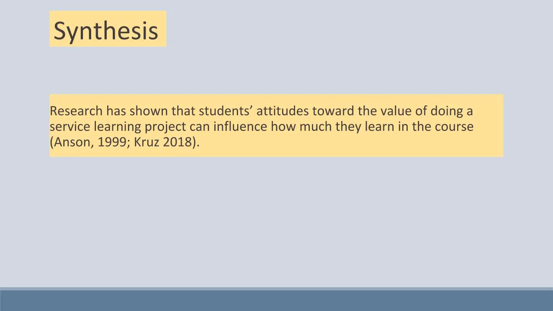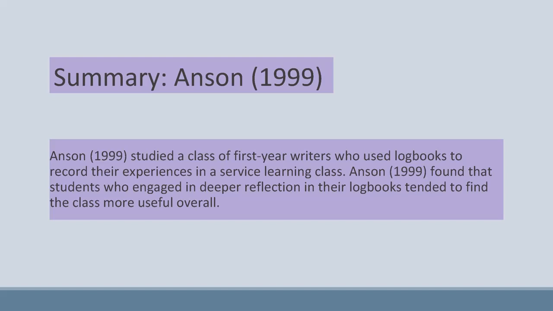Then in the body paragraph itself, we'll get into more detail by summarizing the main findings and ideas from each of our sources relating to this trend. So we'll start with the source Anson. Since this is a research article, we want our summary to tell our reader what Anson studied, how they studied it, or in other words, what methods they used, and what they found out through their research.